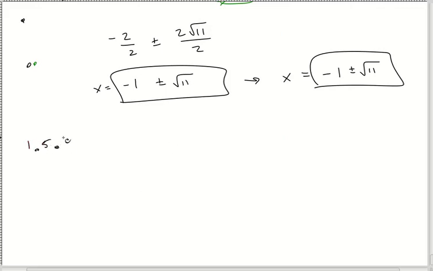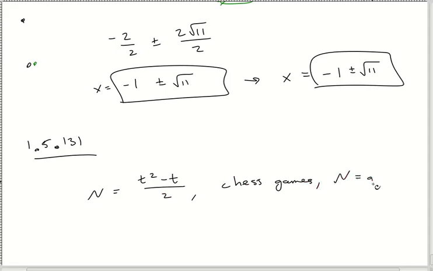So 15131. I got a capital N is equal to t squared minus t all over 2. Something about chess games. Again, I'm just giving you the most important information here. Capital N is the number of games, and little t is equal to the players. They say 21 games are played. How many players?